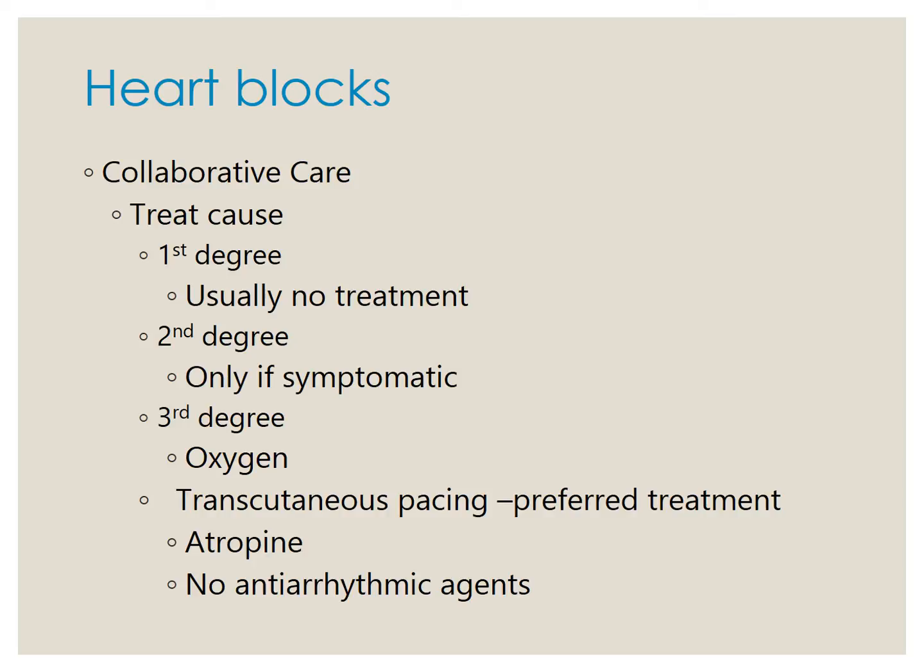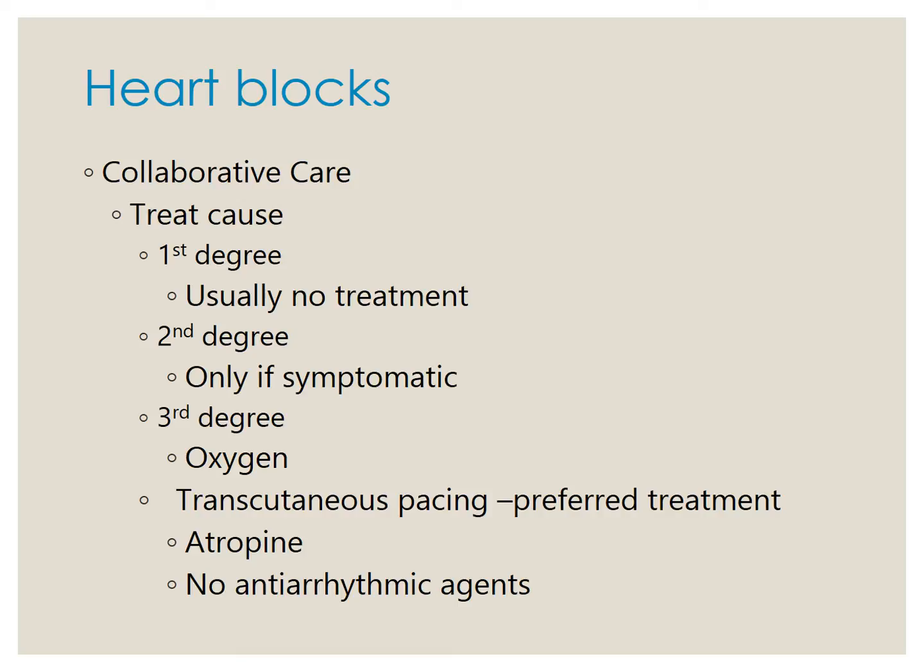So if you see someone with a first degree heart block, treatment is usually unnecessary. The heart rate's usually normal, and we're just going to observe that and just make sure it doesn't progress to a further block. A second degree heart block, if it's not symptomatic, we usually don't treat. But if they are symptomatic in a second degree, we'd give them some oxygen. If they're bradycardic, we may give them atropine. If the atropine doesn't work, if they're bradycardic, we may end up doing some transcutaneous pacing.